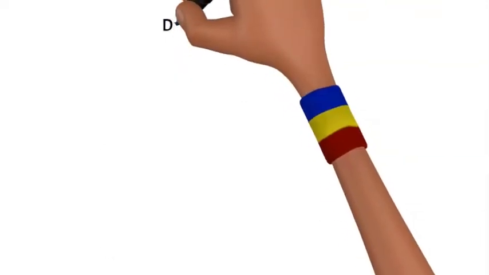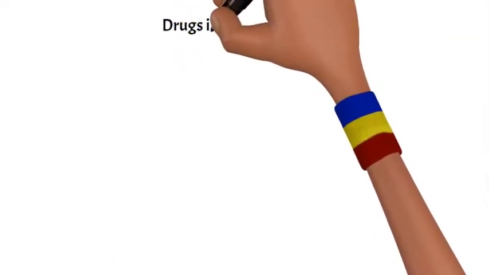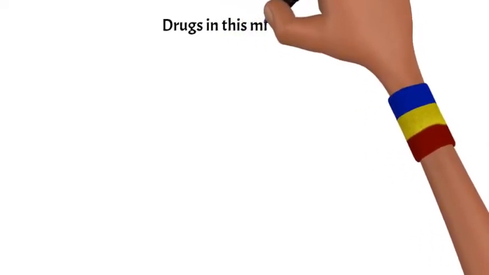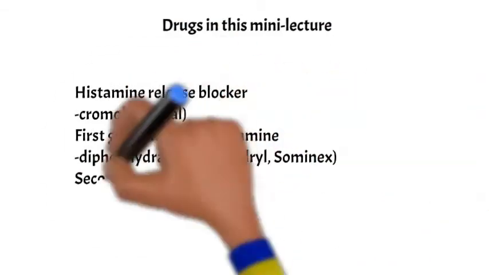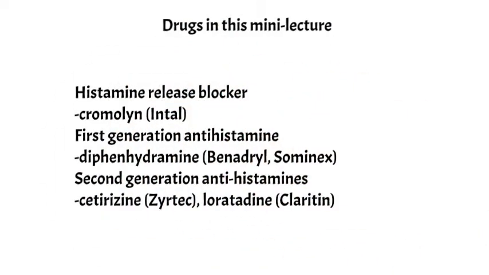agents. Drugs in this mini lecture include cromolyn, the first-generation antihistamine diphenhydramine, also known as Benadryl or Sominex, and the second-generation agents cetirizine, Zyrtec, and loratadine, Claritin.